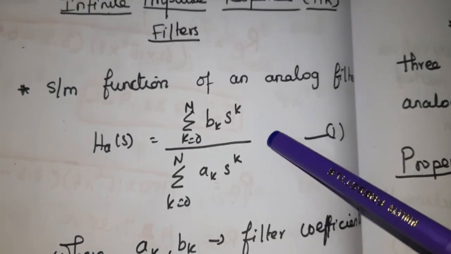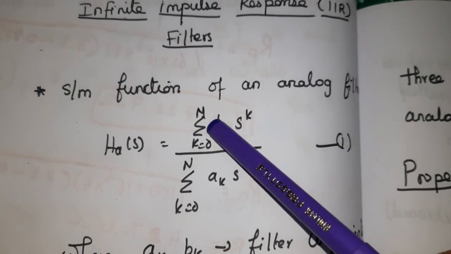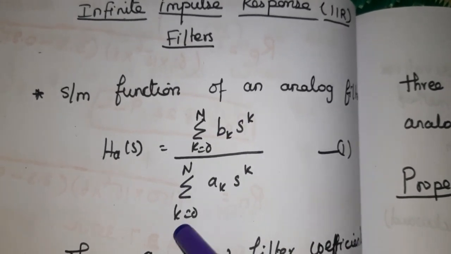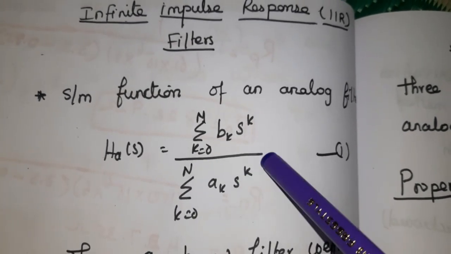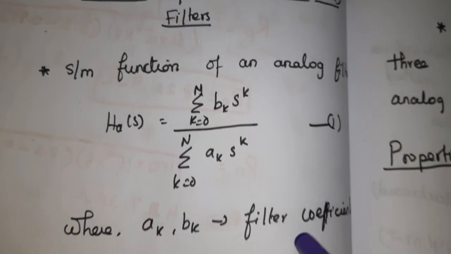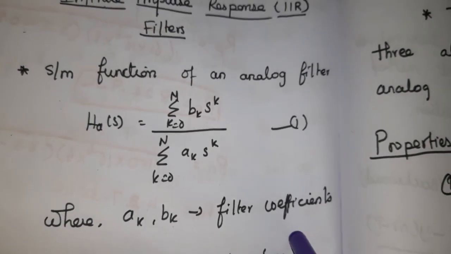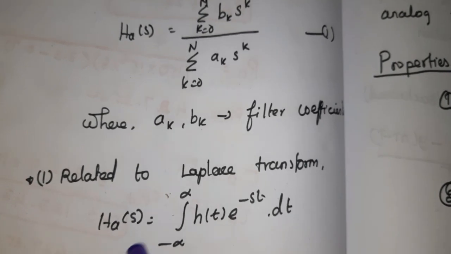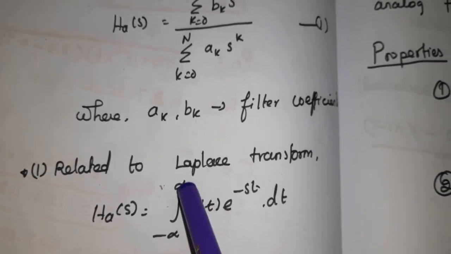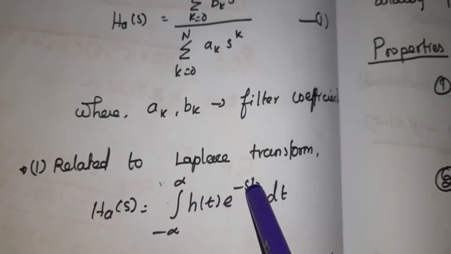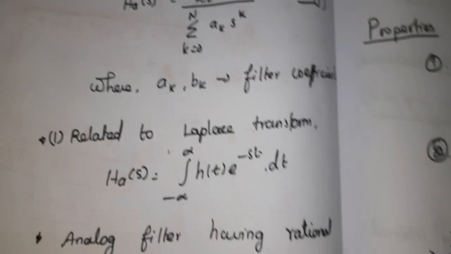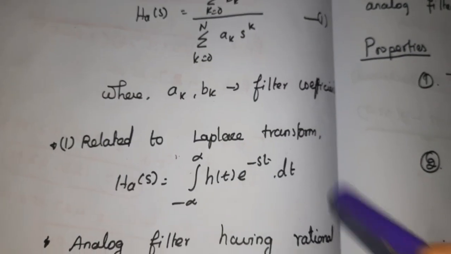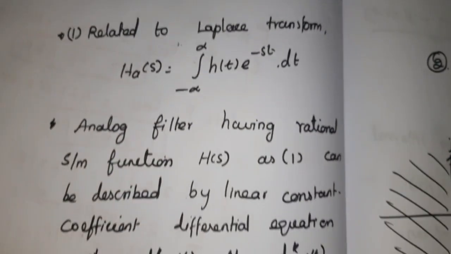The first representation is H_a(s) = summation of k = 0 to M of p_k s^k divided by summation of k = 0 to N of a_k s^k, where a_k and p_k are the filter coefficients. The same equation relates to the Laplace transform, that is H_a(s) = integral from minus infinity to infinity of h(t) e^(-st) dt. This is another way of representing the analog filter. This is the system function of the analog filter.